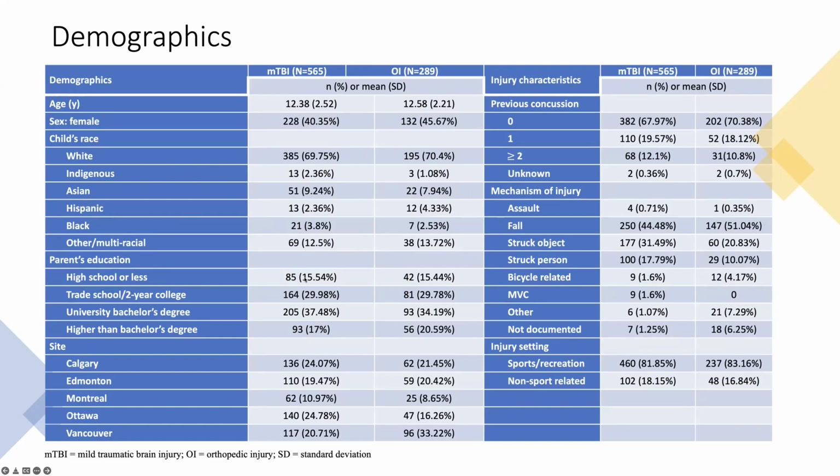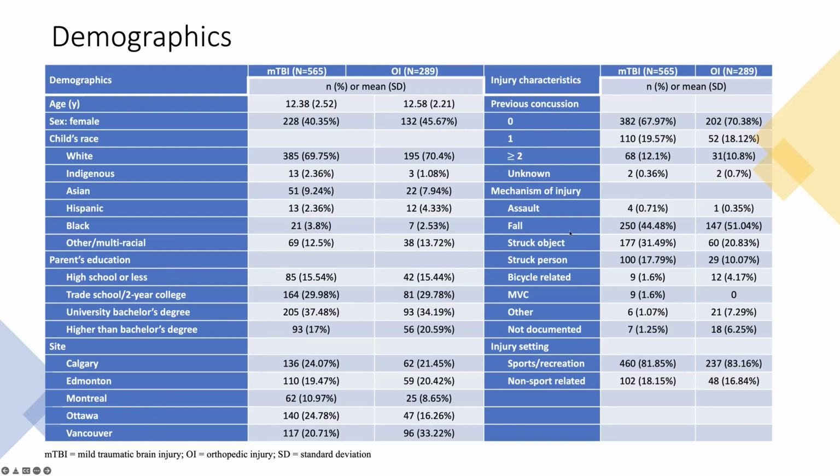And then for parental education, we see that more than 50% have more than a high school degree here. These data were collected from Calgary, Edmonton, Montreal, Ottawa, and Vancouver at their respective children's hospitals. And here, 70% of the kids never had a concussion when we enrolled them. 20% of them had previously had 1 concussion, and 12 of them had more than 2.